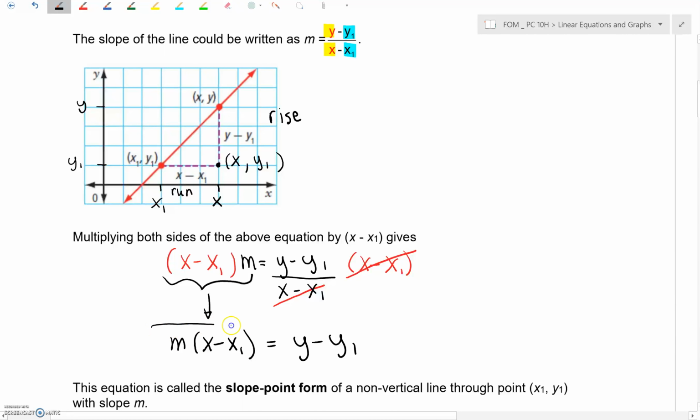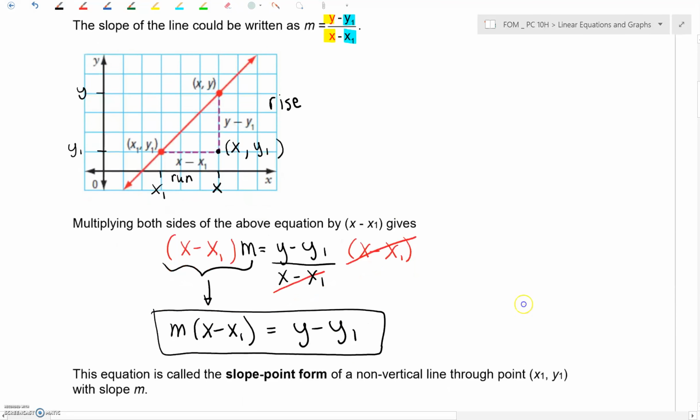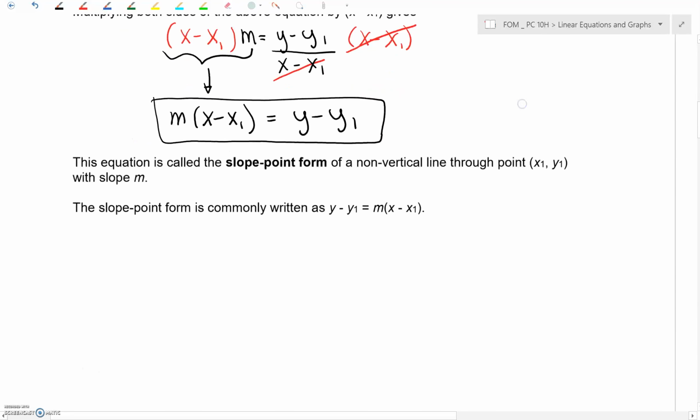Okay, so this is the slope point form of our equation. But generally the way we write it is as y minus y sub 1 equals m times x minus x sub 1. So we usually put our y first and then our x is second. This is what you would see on any formula sheet. Okay, so this concludes our introductory video.